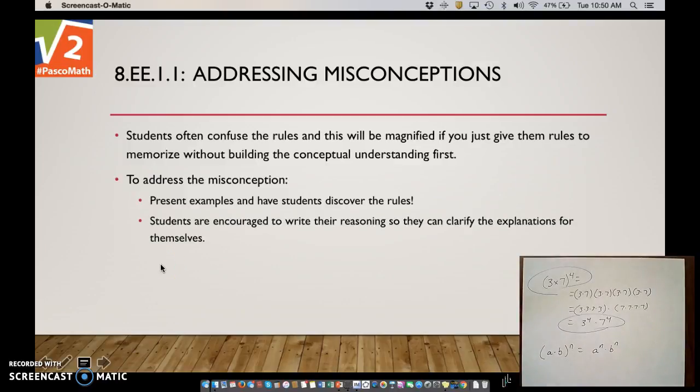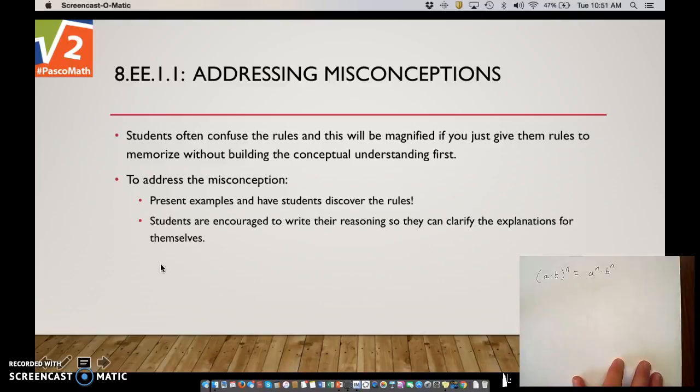So when thinking about some misconceptions, students will often confuse the rules. And this will be magnified if you just give them the rules to memorize without building the conceptual understanding first. It'll be very evident that they don't understand why the different rules work. And to address this misconception, I can't emphasize enough that students need to discover the rules. Students are also encouraged to write their reasoning so they can clarify the explanations for themselves. Another piece that I just want to touch on here, I didn't have it on the slide, but it's an opportunity, is when we're talking about the division of powers, that rule.